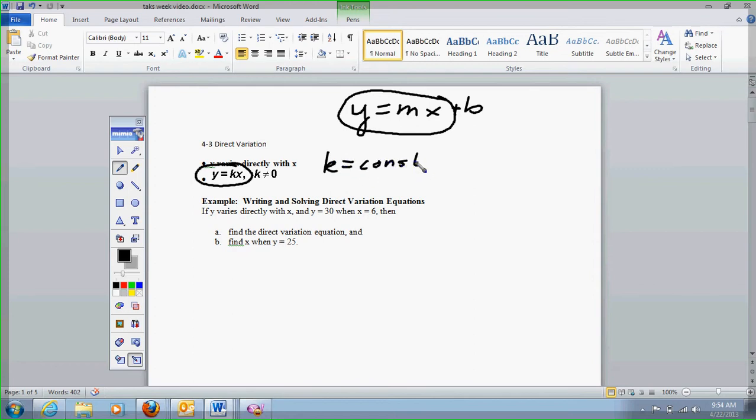what we call the constant of variation. That's basically the slope of the line. So let's take a look at how these problems work.